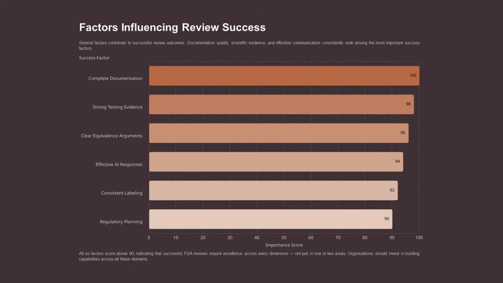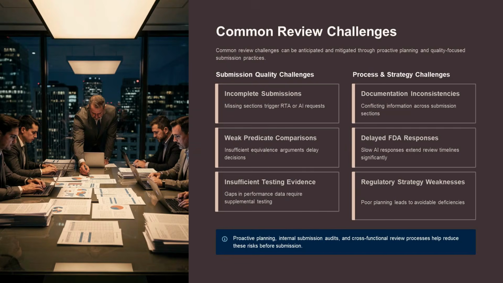Several factors contribute to successful review outcomes. Documentation quality, scientific evidence, and effective communication consistently rank among the most important success factors. Understanding these factors can help reduce the risk of review delays and improve overall submission quality. Common review challenges can be anticipated and mitigated through proactive planning and quality-focused submission practices.